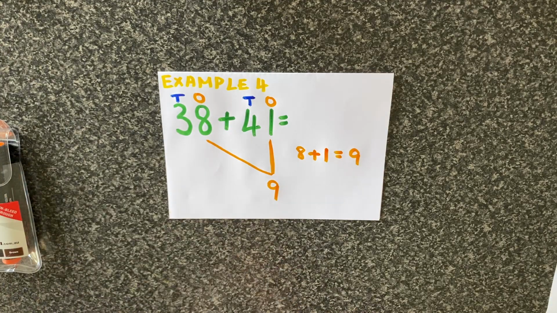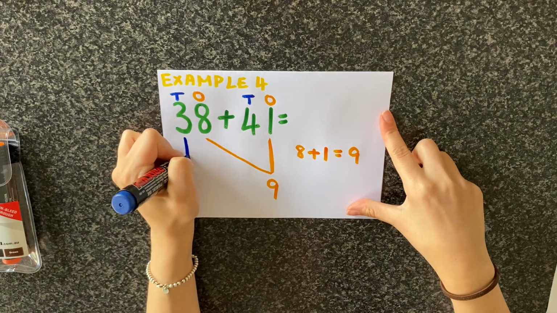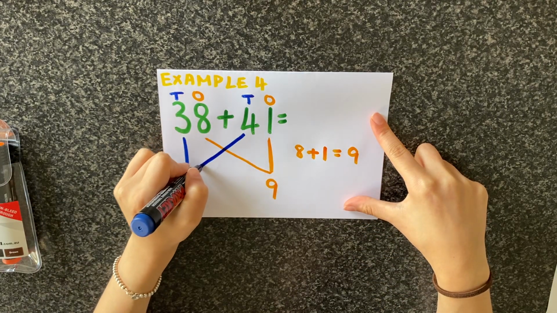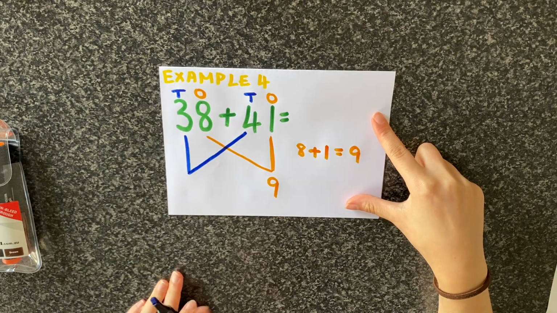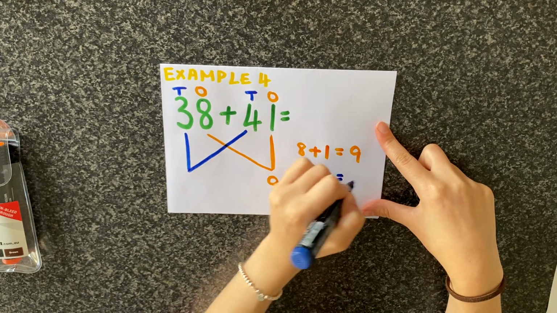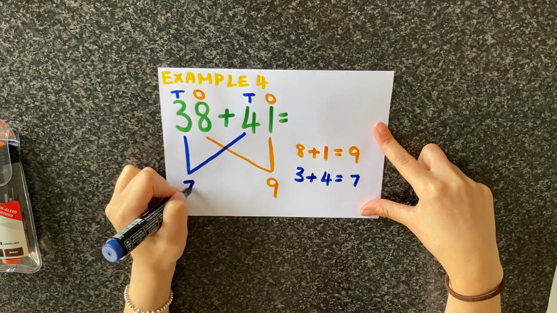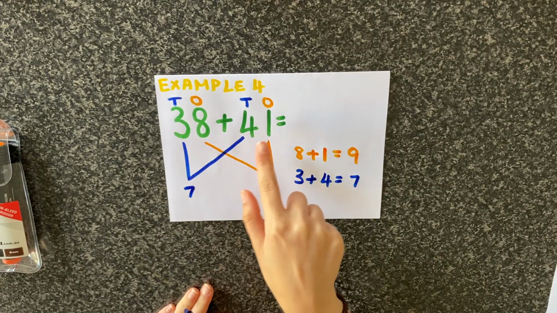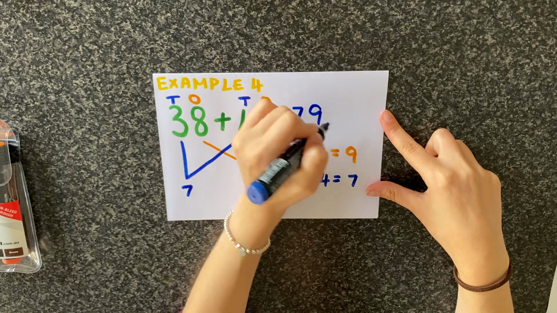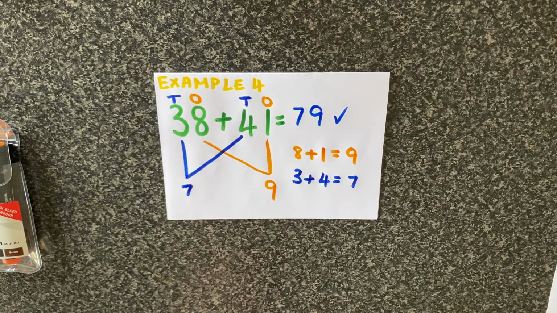Now I'm going to join my tens together. I'm going to do it over here so that it's easier to see. Now I do have another tens number to join together. So I've got 3 plus 4, which gives me 7. If I put my 7 down here, 38 plus 41 gives me 79. So I can write that over here and be confident that I got it correct.